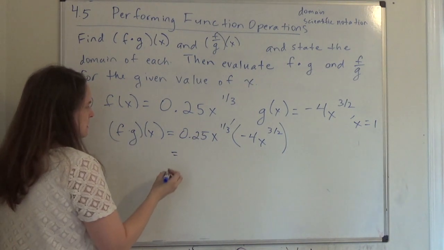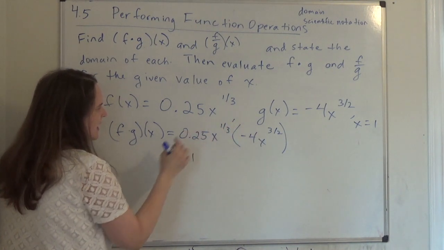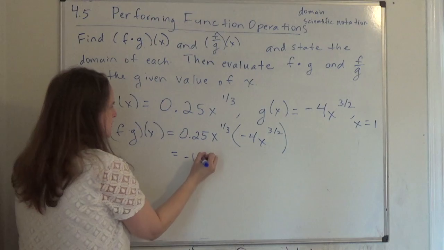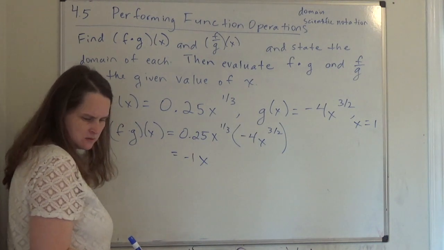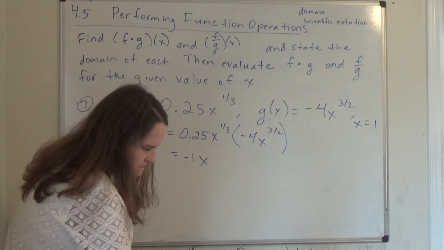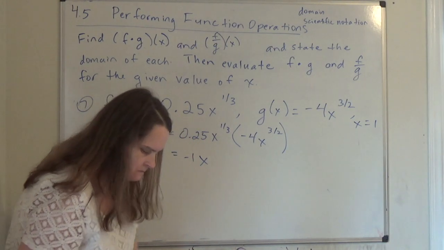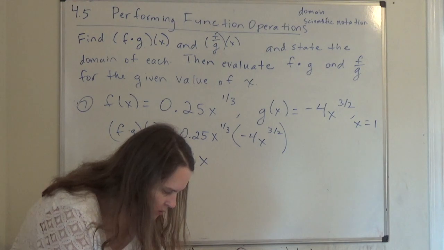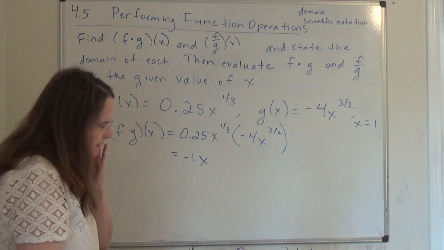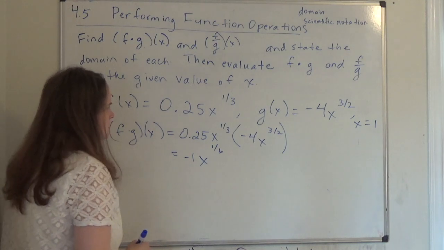0.25 times negative 4, that's going to give me negative 1. And then x to the 1/3 times x to the 3/2. I add my exponents. 1/3 plus 3/2, how much is that? 1/3 plus 3/2 gives me 1/6. So I've got negative x to the 1/6 power.